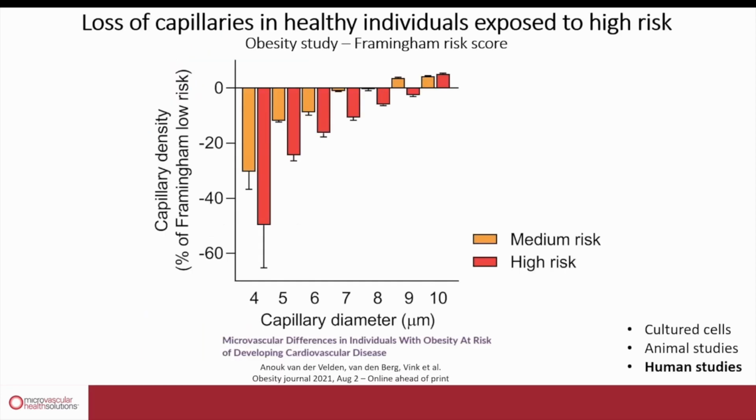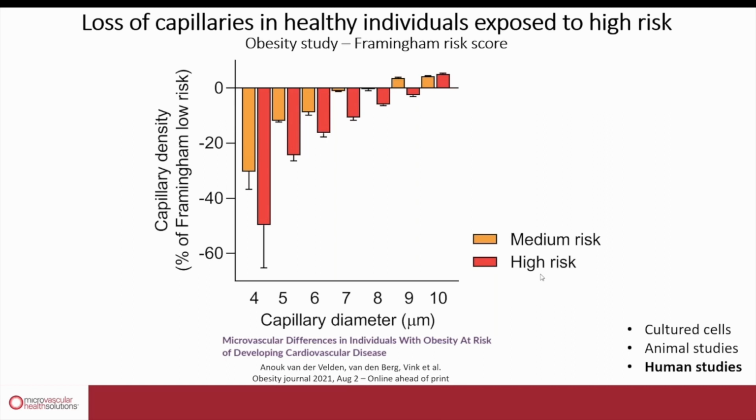So in a recent study, close to 1,000 people, healthy individuals in an obesity study, we classified all these individuals based on their cardiovascular risk, the so-called Framingham risk score. So compared to low risk, we looked at people with medium risk, so that is between 10 and 20% risk of a cardiovascular event in the next 10 years, and also a group with high risk, so more than 20% risk of a cardiovascular event in the next 10 years.